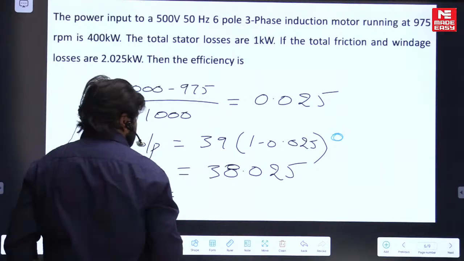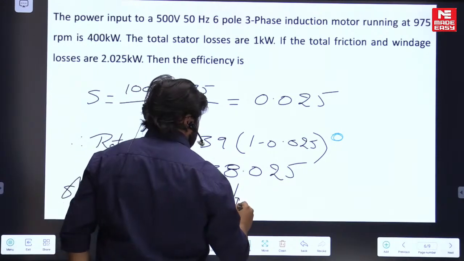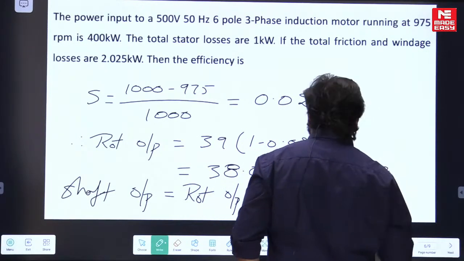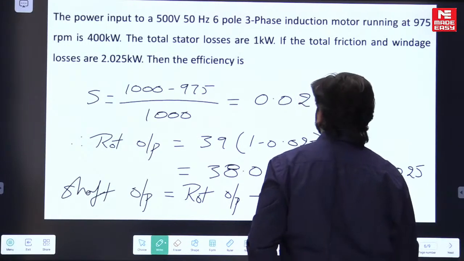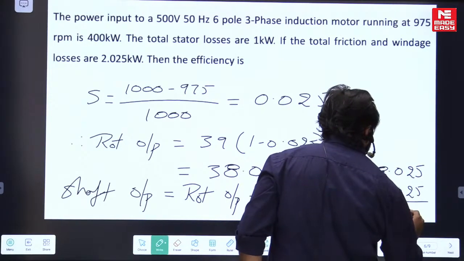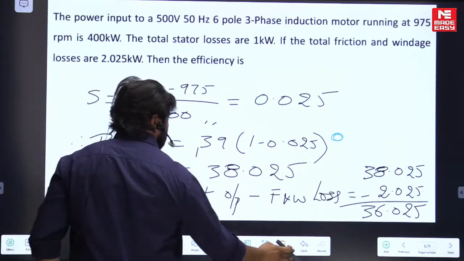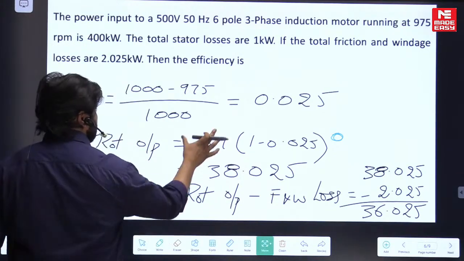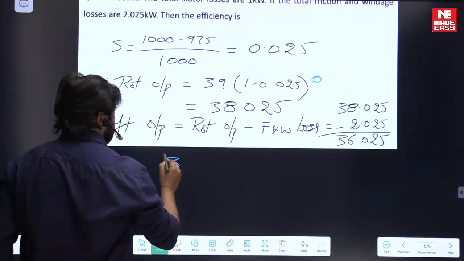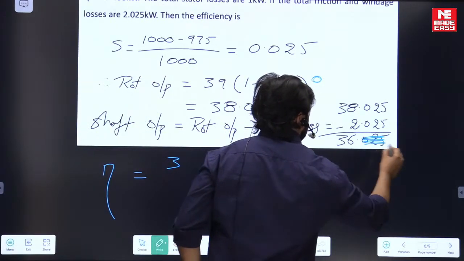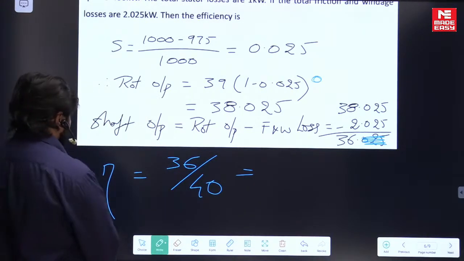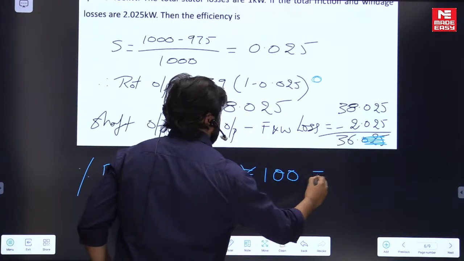Once you know rotor output, shaft output is rotor output minus friction and windage loss, that is 38.025 minus 2.025, that is 36.025. Finally, efficiency is 36/40 into 100.